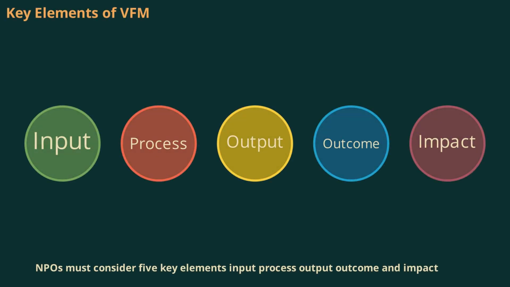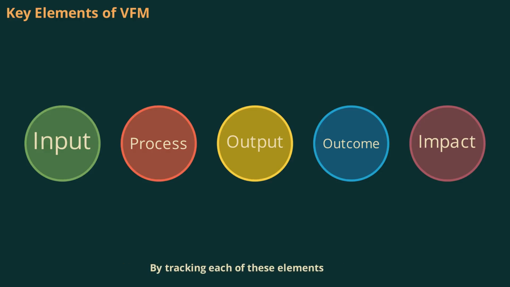NPO must consider five key elements: input, process, output, outcome, and impact. Inputs are the resources used, processes are the activities carried out, outputs are the immediate results, outcomes are the medium-term effects, and impact refers to the long-term changes achieved. By tracking each of these elements, organizations can better understand how their actions translate into meaningful results for their beneficiaries.